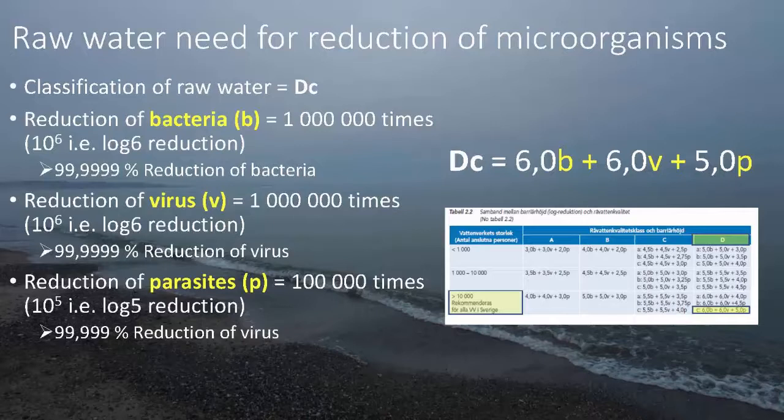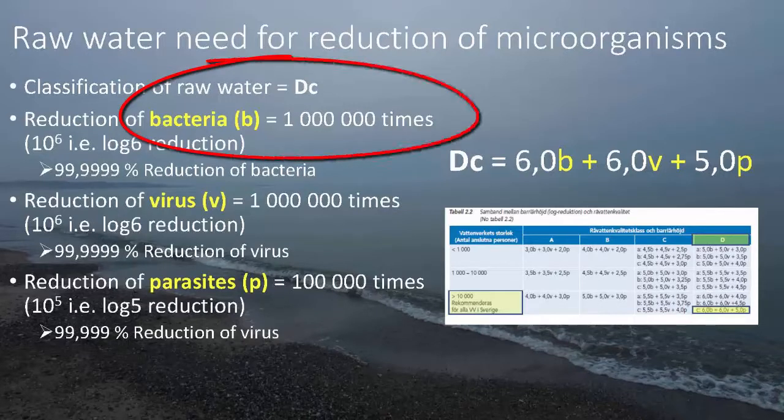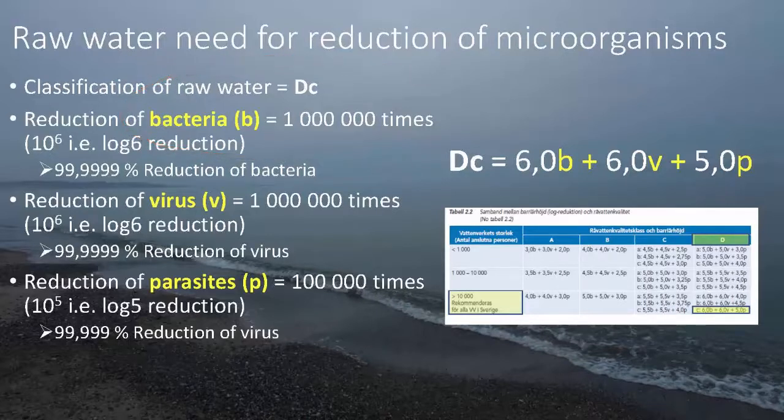First, we look at bacteria and bacteria removal. As you see here, the bacteria removal was to be at least a minimum of 1 million times. This is also true for the reduction of viruses, 1 million times. And finally, a reduction of parasites of a minimum of 100,000 times.